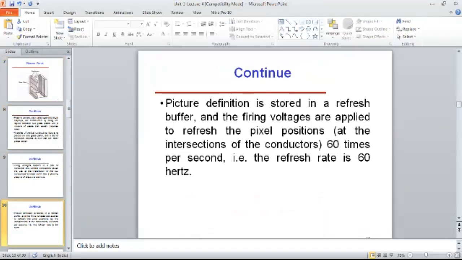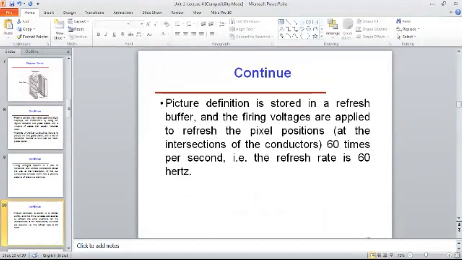Picture definition is stored in a refresh buffer. So the picture is stored in a refresh buffer, and the firing voltages are applied to refresh the pixel. Again and again we are applying the firing voltage to refresh the pixel position. Again we are changing the pixel position at the intersection of the conductors.